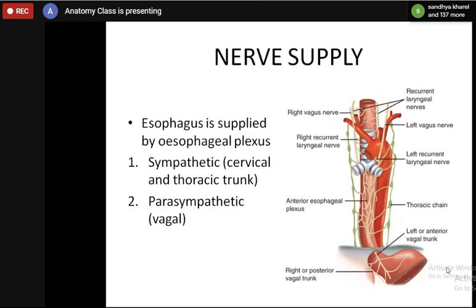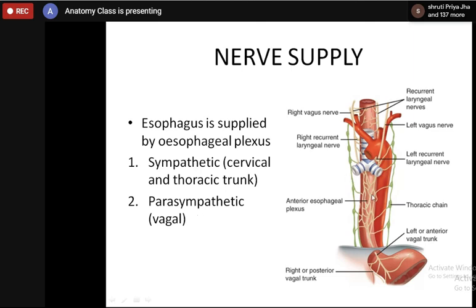Then we'll go for the nerve supply of the esophagus. The esophagus is supplied by the esophageal plexus, which is a plexus formed by both sympathetic and parasympathetic nerves. The esophagus is a viscus, and we know all viscera are supplied by the autonomic nervous system, which includes sympathetic and parasympathetic nerves. So the esophageal plexus is one of the autonomic plexuses, formed by both sympathetic and parasympathetic nerves.